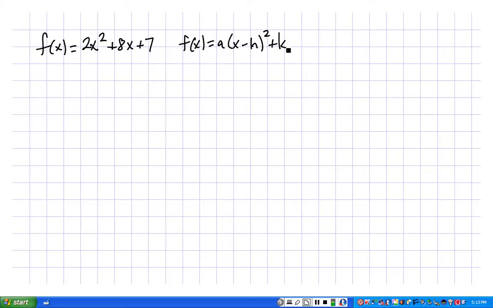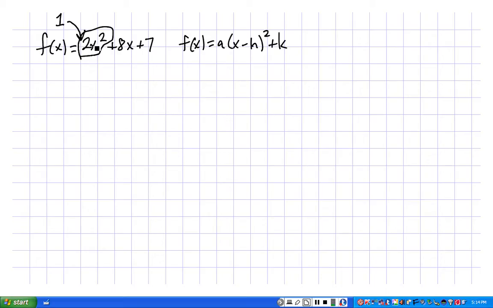Alright, now the first thing you want to do, when you look at your function, is check your square term. The reason why is because the square term needs to have a 1 for the coefficient. You need a 1 to be the coefficient on your x squared term. So whatever your x squared term is, you need a 1 there.